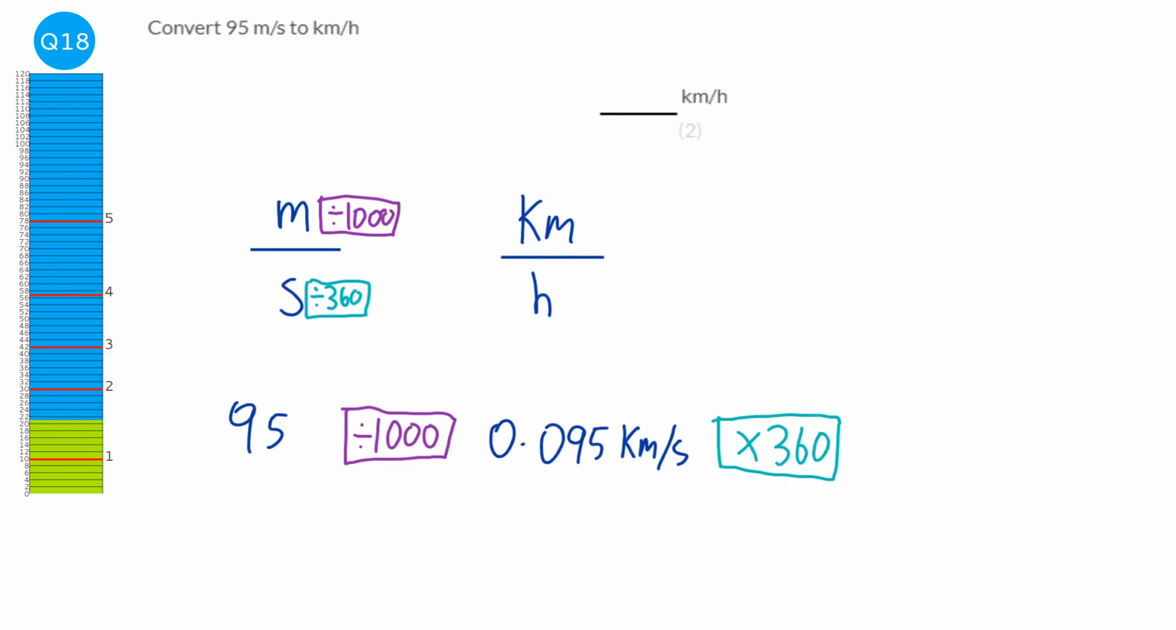And so we do 0.095 times 3,600, and you get the answer of 342 kilometers per hour. So our answer is 342 kilometers per hour.